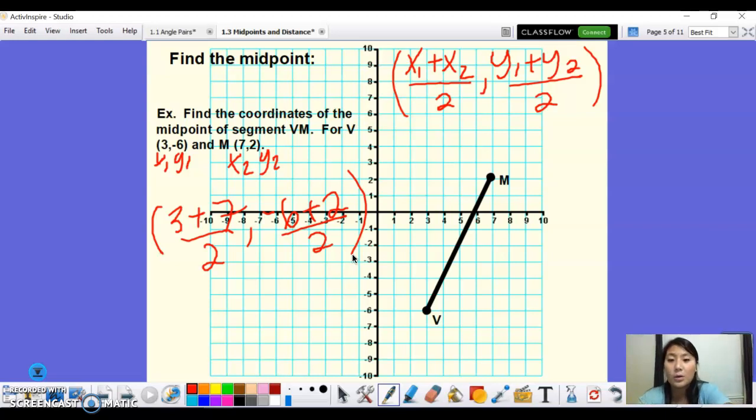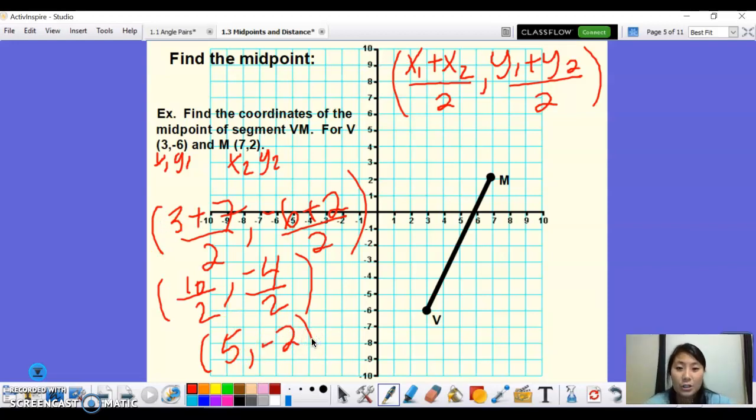So then here we're going to have 3 plus 7, which is going to give us 10, and we'll divide that by 2. And then -6 plus 2 is going to give us -4 divided by 2. Okay? Now we're going to just divide. So our actual midpoint is going to be located at (5, -2).